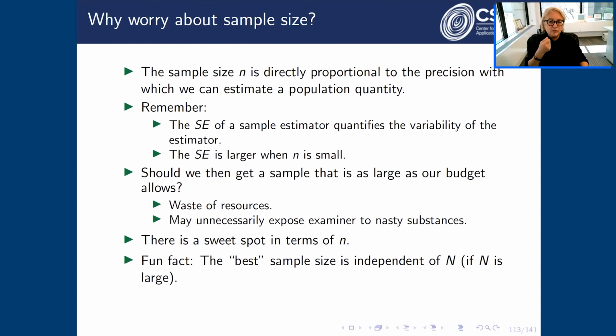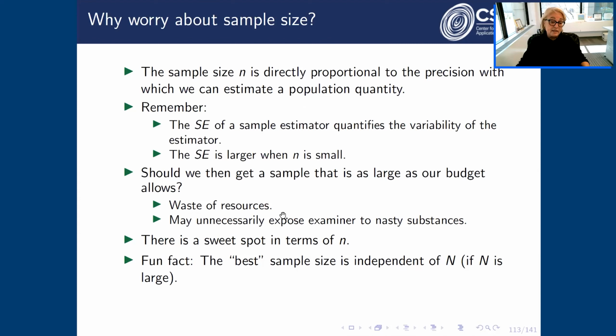So we really want to get an estimate that has a small standard error. And the standard error is always larger when n is small. So one sure way to increase the precision of your estimate is to increase your sample size. And so then the question is, should we get a sample that is as large as our budget allows? And the answer is no. Oftentimes you don't need a sample that's super large in order to get acceptable precision. Getting a sample that's too large is a waste of resources.